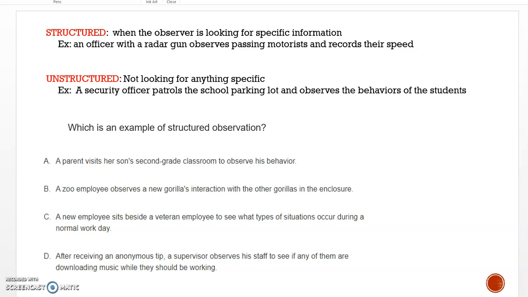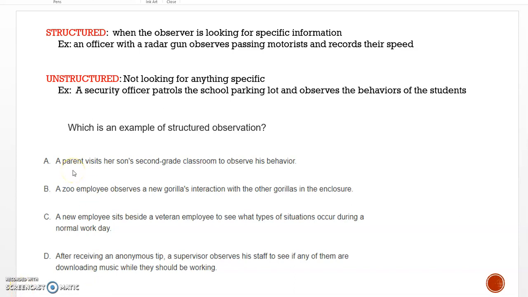Okay, when you're observing, you could use a structured observation when you're looking for specific information. So for example, you have an officer with a radar gun that's looking for somebody speeding. That's going to be structured. An unstructured one is when a security guard is just walking around the school parking lot looking at behaviors of the students. That's unstructured. So let's look at this example, which is an example of a structured observation. When you're looking for specific information, you could pause it and then come back for your answer.